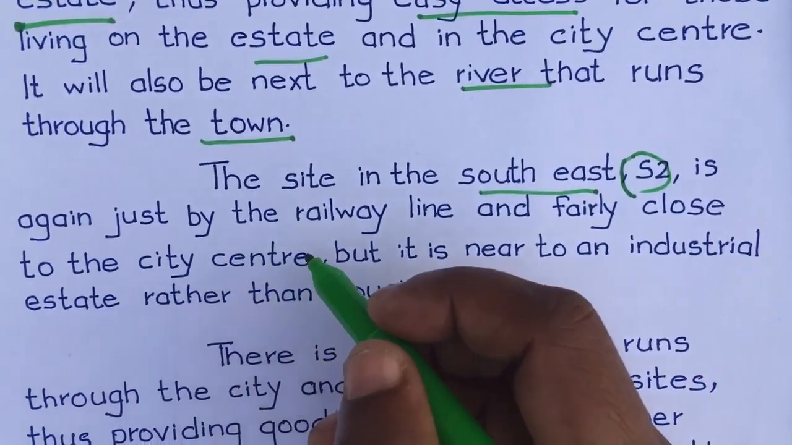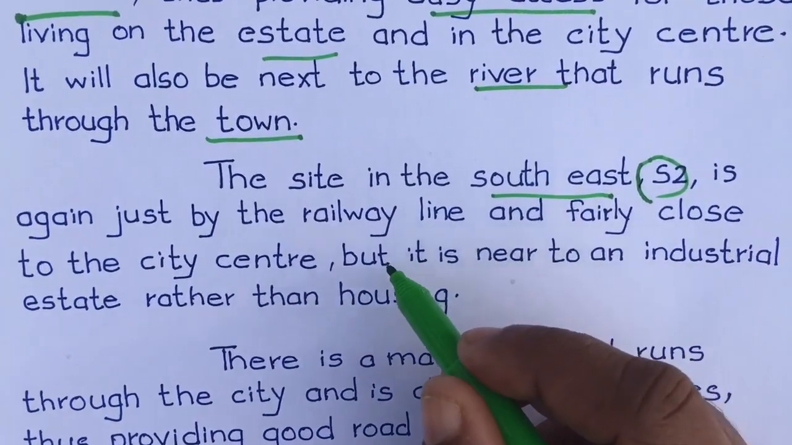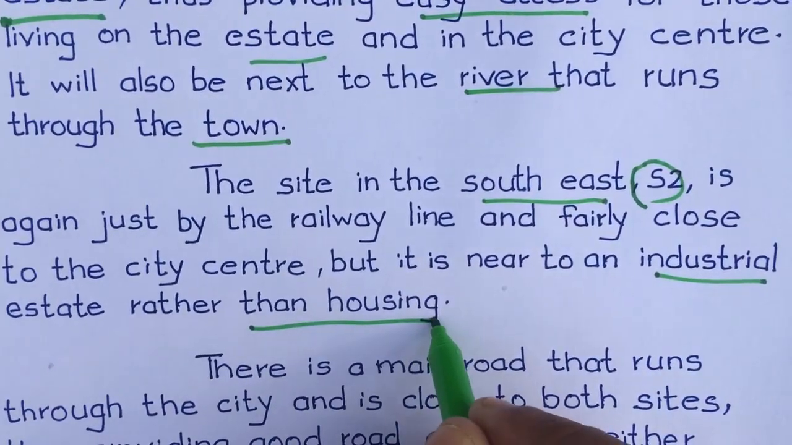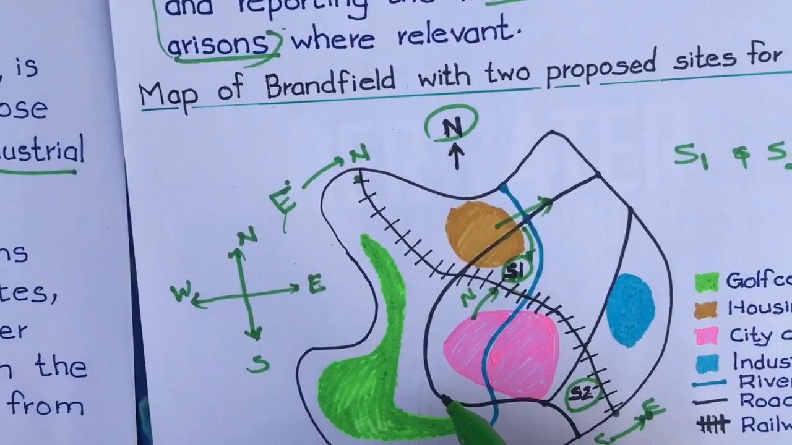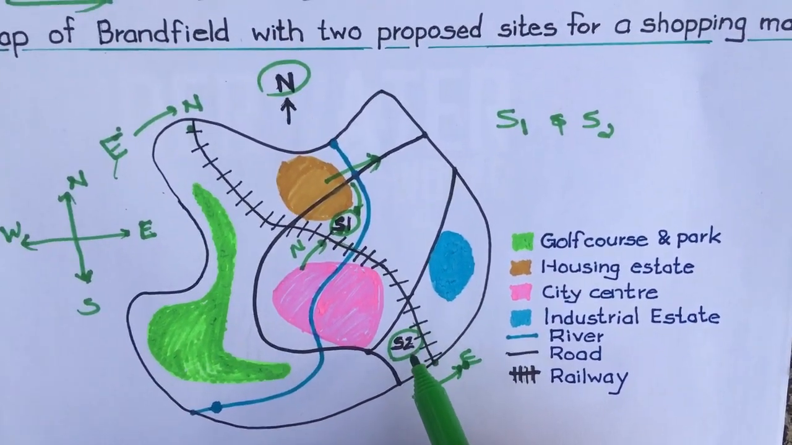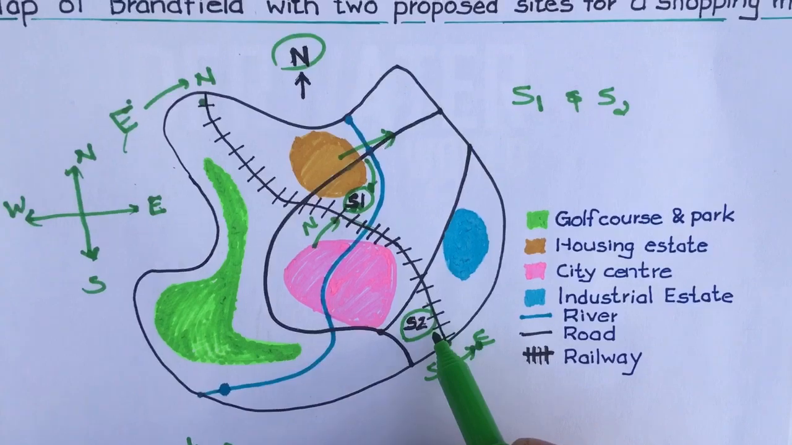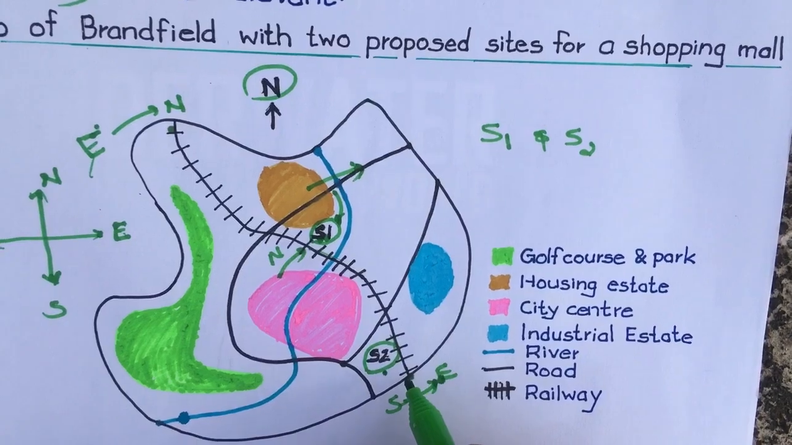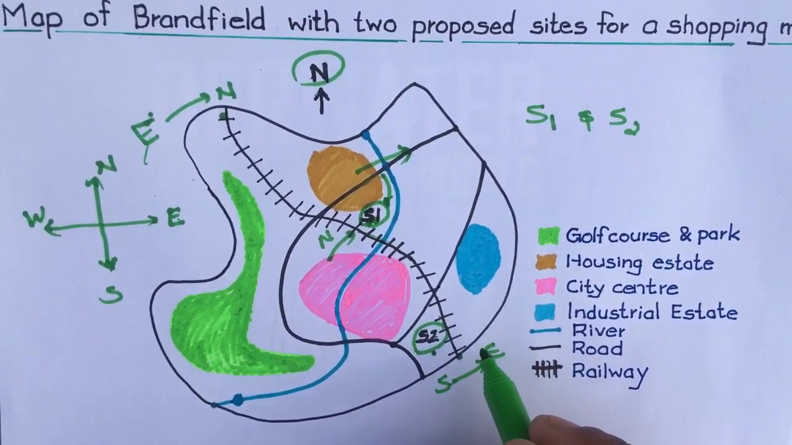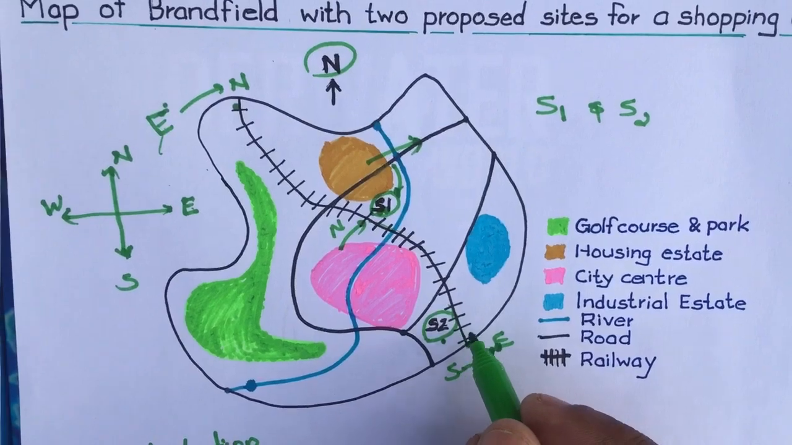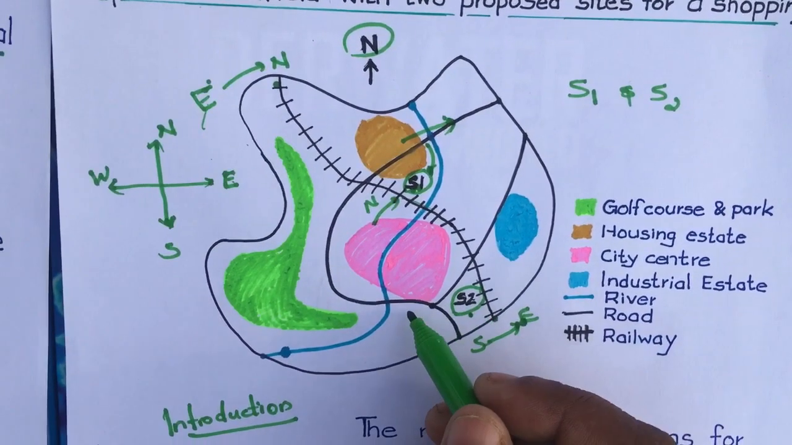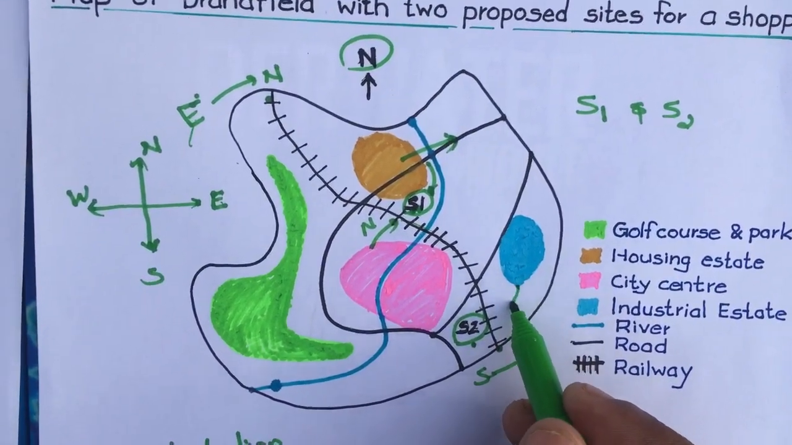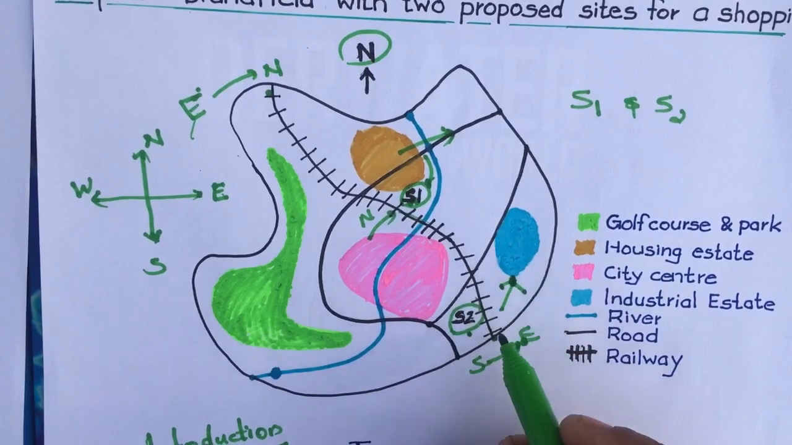is again just by the railway line and fairly close to the city center, but it is near to an industrial estate rather than housing. So let's move to the picture first, then understand S2. Where is S2? Just before writing anything, think about it. Where is it? Here. Okay. Which direction? It is in the southeast, right? And then this much you got right, which is close to the railway line, right? And then it is close to the city center. Even though it is close to the city center, it is closer to the industrial estate.